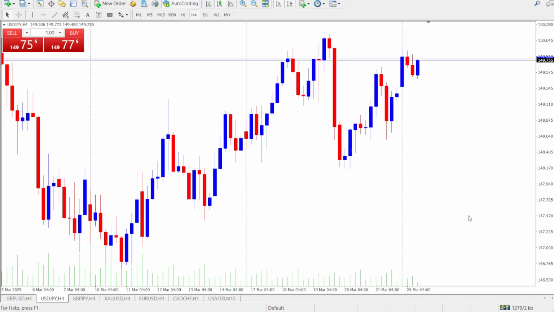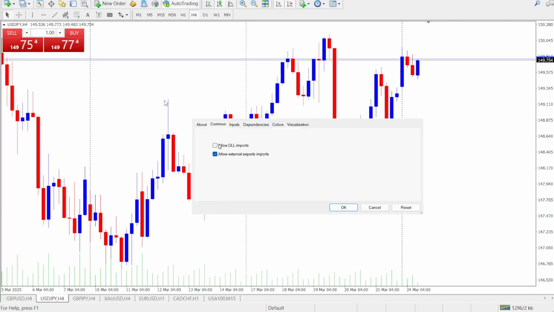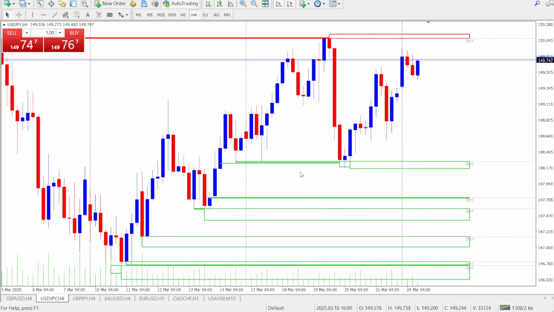In this video, we are going to be looking at an effective support and resistance indicator for MT4. The indicator we are going to be discussing in this video is the zone indicator. I'm just going to be adding the zone indicator to the chart right away. Here we go. So this is the zone indicator.